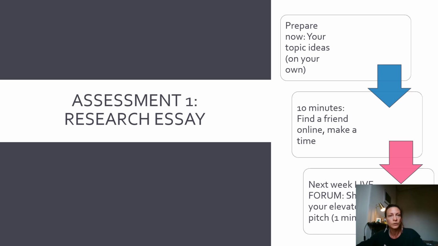So what I would like you to do in relation to the assessment is go ahead now and think about what your topic ideas are. Take 5 minutes and just quietly sit and think about what is it that you'd really like to study. And then I'd like you, if possible, and I'm sure you're all very good at WeChat, find a friend online. So if you're remote from everyone else and you're feeling a bit isolated, go in the WeChat group and say, hey, would somebody speak to me for 10 minutes?